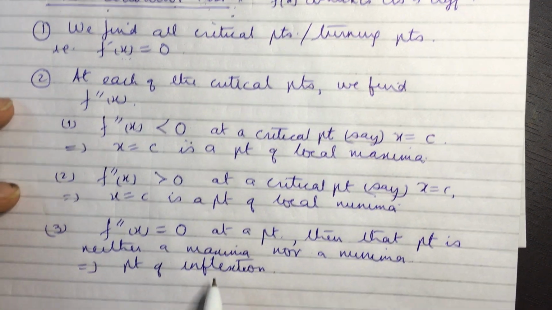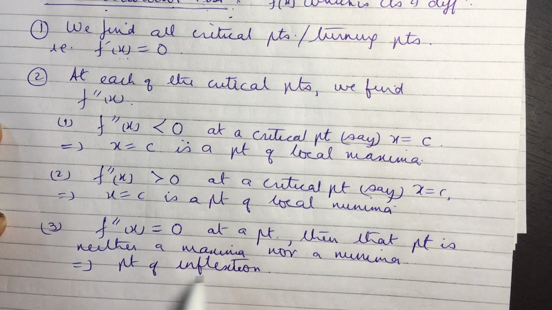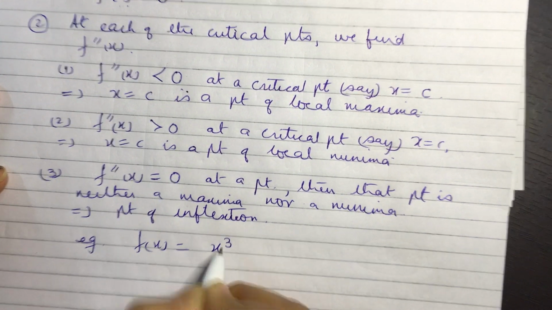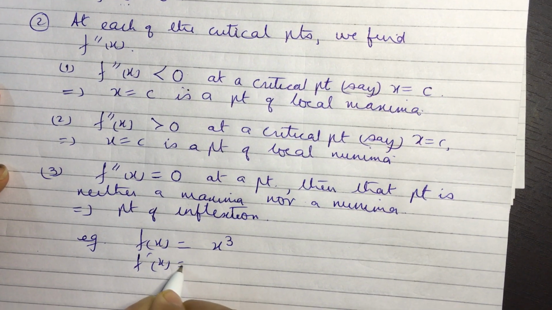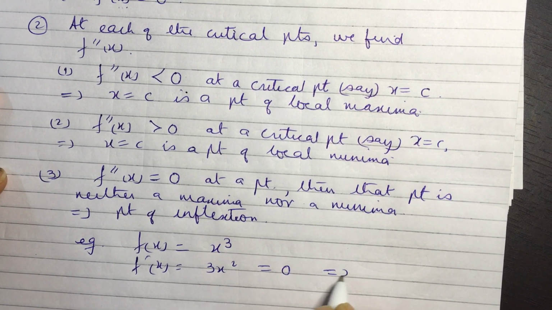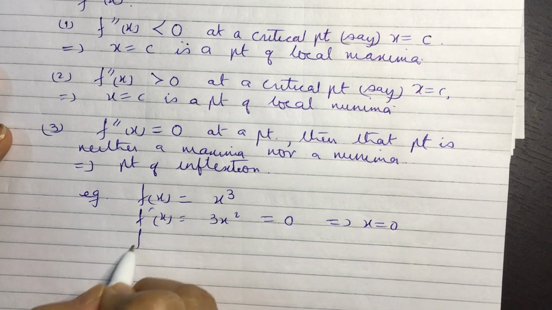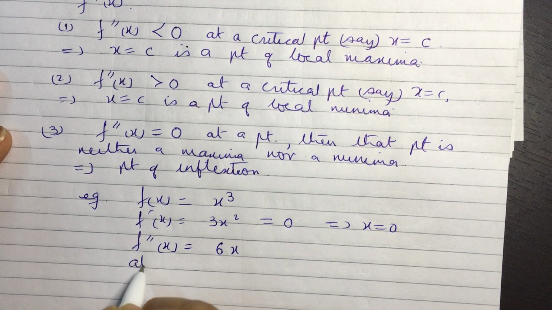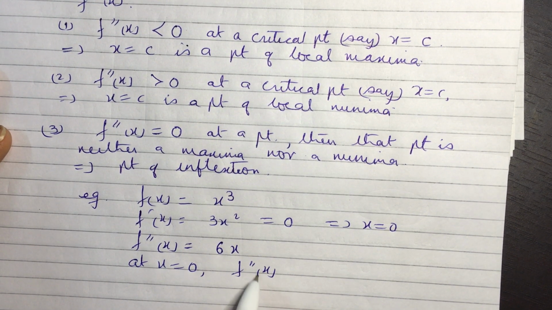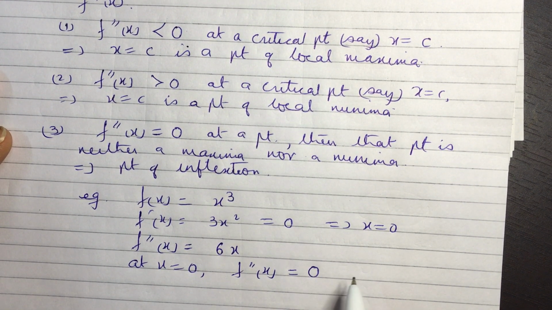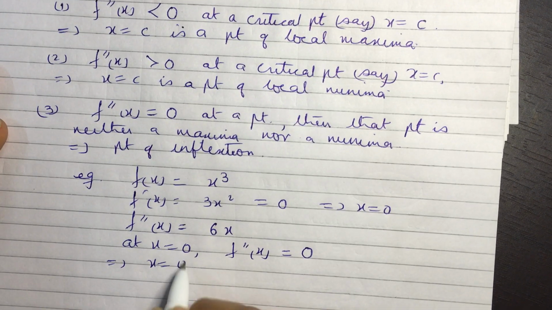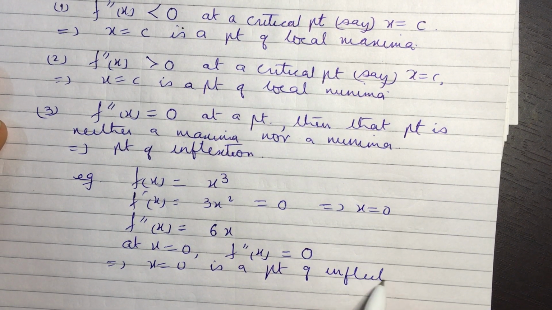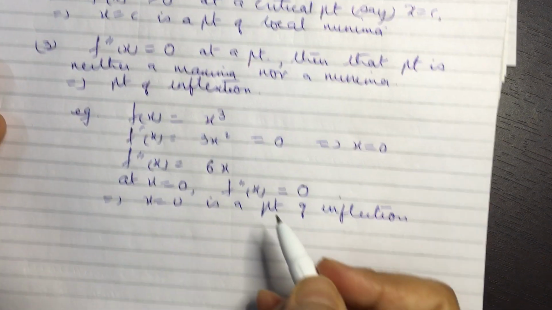Now the point of inflection is found like this. For example, if f(x) equal to x cube, you find the first derivative, you get 3x square, equate it to 0, you get x equal to 0. Now you find the second derivative, you get 6x. At x equal to 0, the second derivative is equal to 0, and it implies that x equal to 0 is a point of inflection, neither a maxima nor a minima.